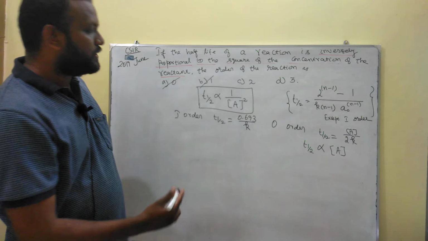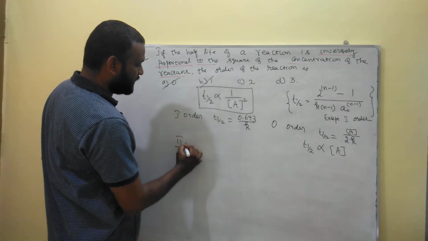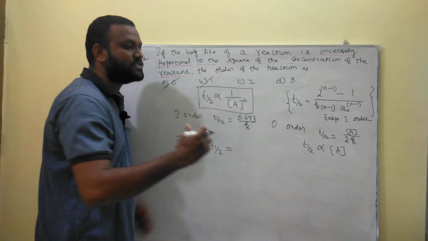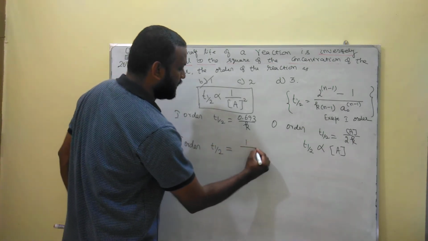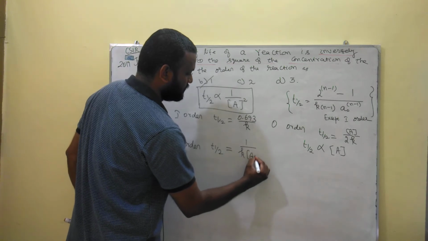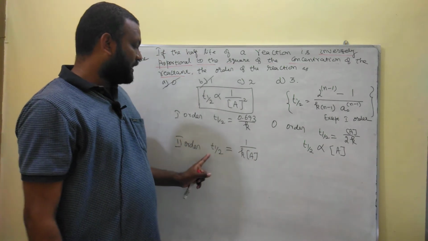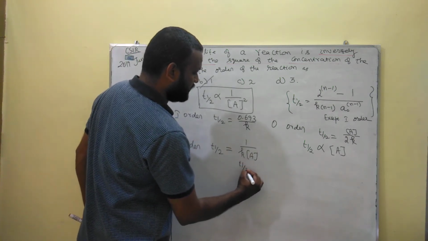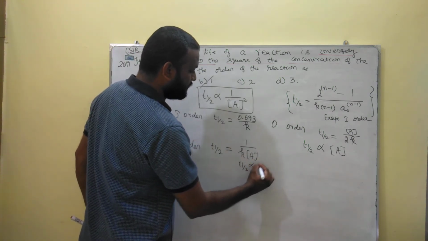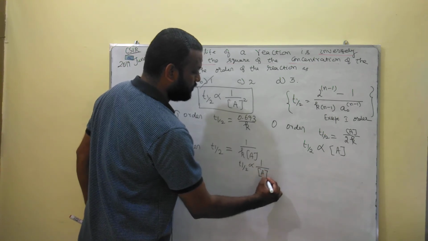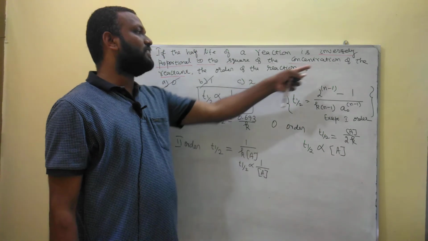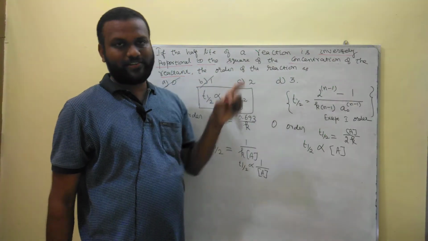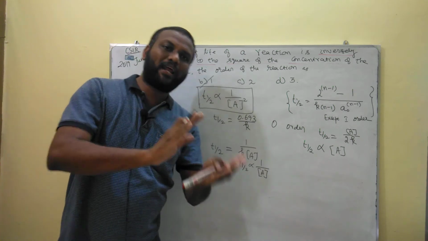Okay, now we move to second order. What is the T half expression for second order? T half of second order is equal to 1 by Ka. This means T half is inversely proportional to the concentration of A. So for second order, T half is inversely proportional to the concentration of A, but what we need is inversely proportional to the square of the concentration.